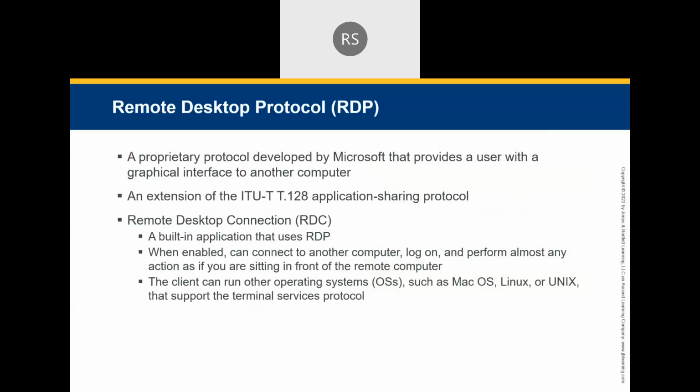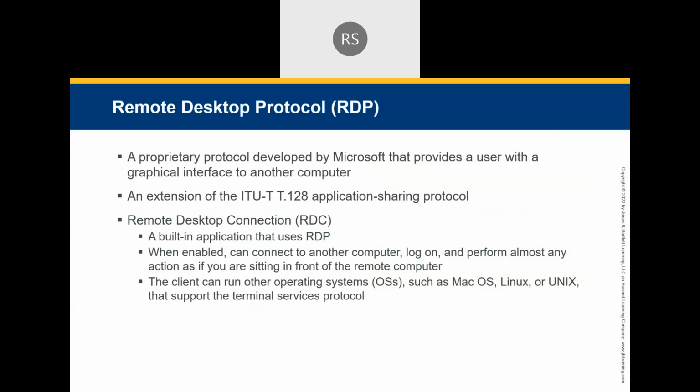With RDP, users can remotely control another computer and view its desktop, as if they were physically present in front of it. This enables seamless collaboration and remote support. It is based on the ITU-T T.128, an application sharing protocol, and it allows real-time sharing of applications and desktops, once again, over the network.